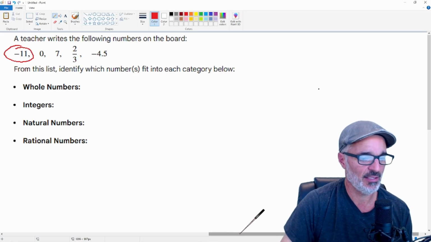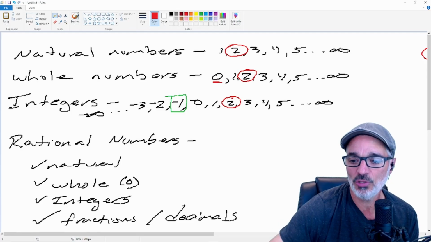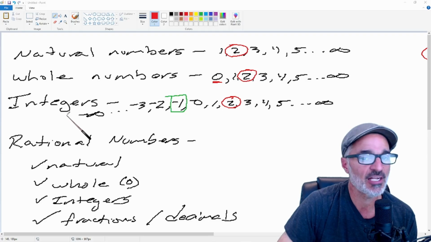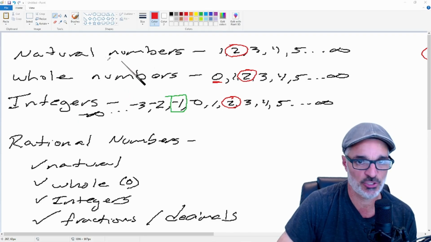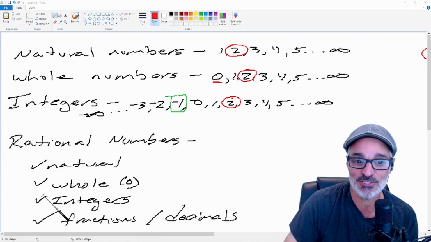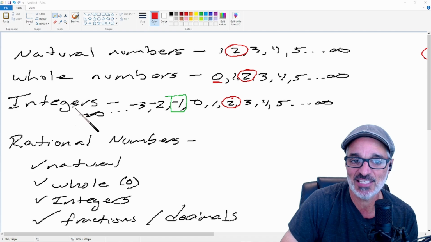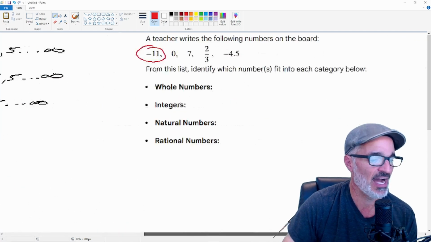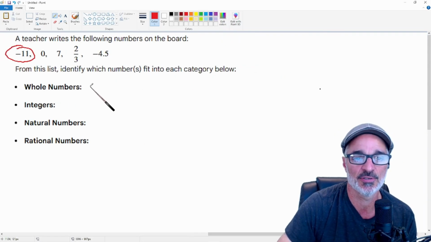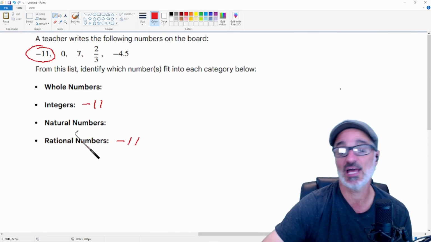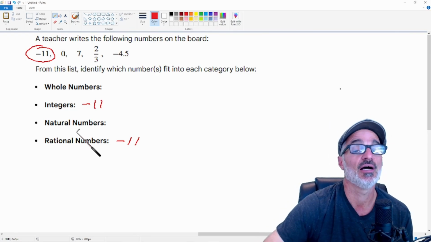So if we look back here, we know that all negative numbers are included in the integers group, but are not included in the whole numbers or in the natural numbers. But they are also included in the rational numbers because they're integers. So -11 is in the integers and in the rational numbers. So when I'm answering that question, I have to put -11 in the integers and in the rational numbers. But I cannot put it in the whole numbers or in the natural numbers because neither of those groups include negative numbers.